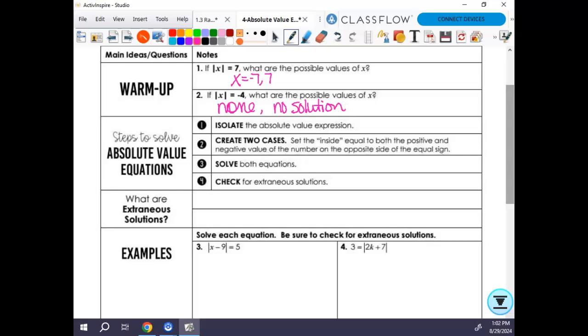Okay. So here are some steps to what you will do. You're going to isolate the absolute value expression. I will explain to you what that exactly means once we get down there and we're isolating it. Then the next thing is we have to create two cases because there's two things that could come out. We're going to set the inside equal to the positive and negative value of the number or whatever's on the other side of the equal sign.